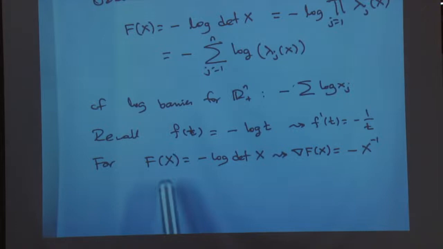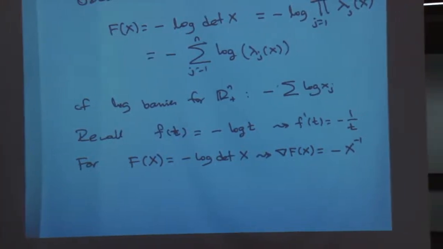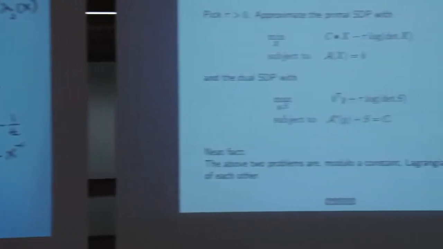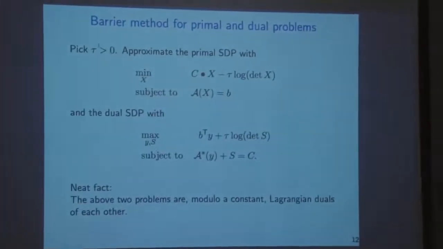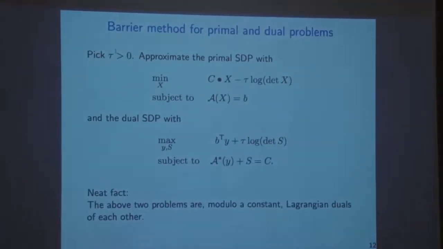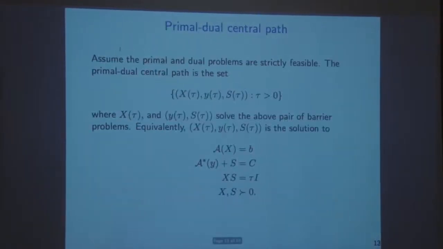So if you use this, then from there it follows that the KKT conditions for both the primal and dual problems can be written like this. Okay, and why does that hold? Because in the KKT conditions, for example, in the primal, you have to take the gradient of the objective. So x inverse is going to come up. And that's what leads to the last equation, and in the dual, it would be S inverse, and that's what leads to the last equation there. Okay?